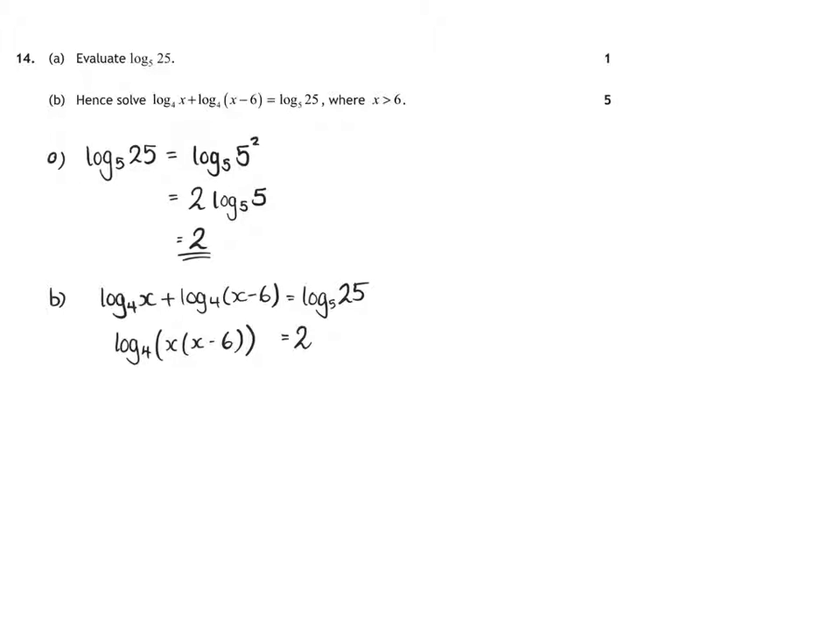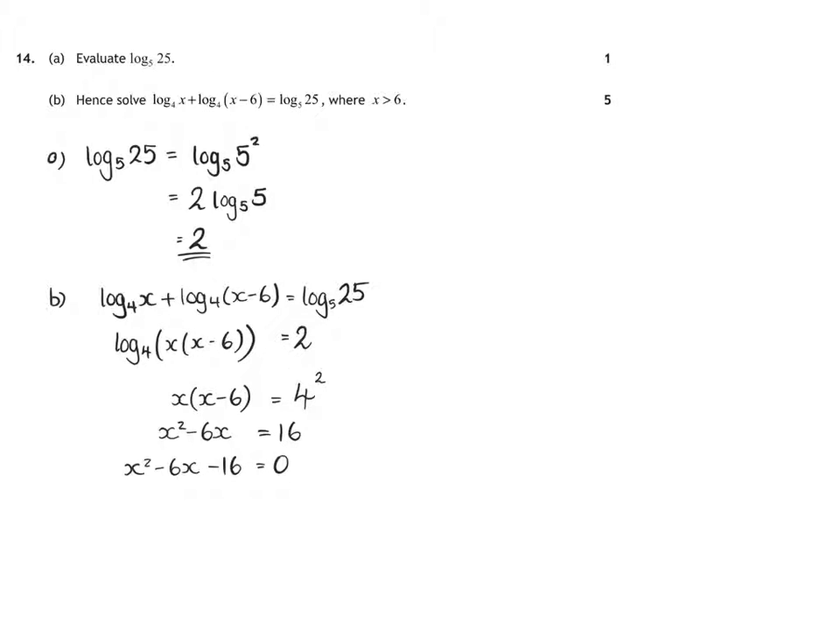Then here's another one of our logarithm rules: we can change a logarithm into exponential form. The base of our logarithm becomes the base of our exponential, what we're equal to becomes the power, and what's inside the logarithm becomes the other part. When we multiply out, we get x squared minus 6x equals 16. So we have x squared minus 6x minus 16 equals 0.